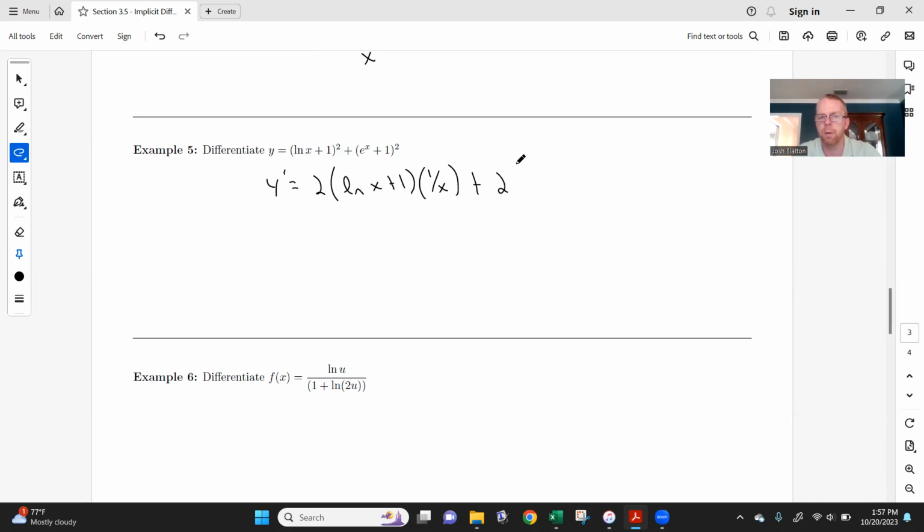And now we'll do the same thing with the other part. So bring the 2 down, e to the x plus 1. Now the exponent is 1. And then take the derivative of e to the x plus 1, which is just e to the x.